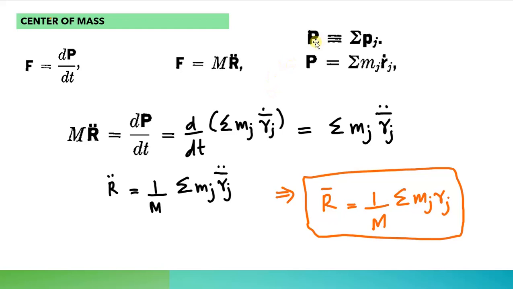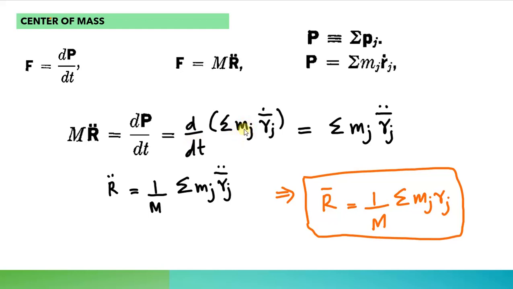But we know that total momentum is equal to sigma pj, the sum of the momentum of all the particles of that system. But pj is equal to mass into velocity, that is mj into rj dot. So p is equal to sigma mj rj dot. So m into r double dot is equal to dp by dt is equal to d by dt of sigma mj rj dot.